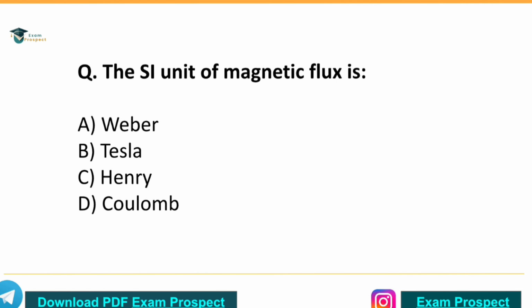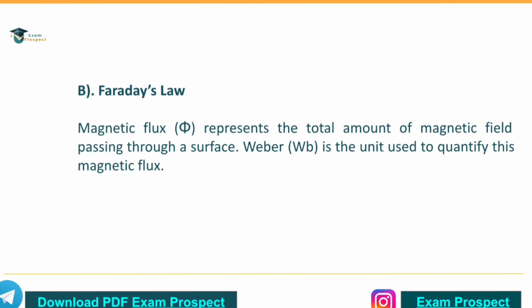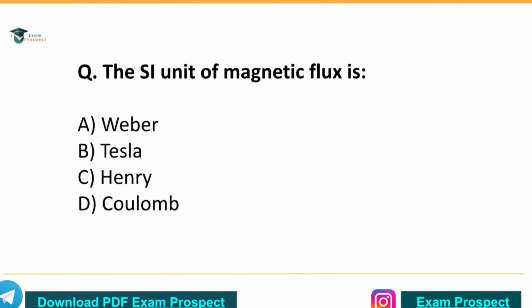Next question, the SI unit of magnetic flux is? Magnetic flux represents the total amount of magnetic field passing through a surface. So Weber is the unit used to quantify this magnetic flux. Sorry, here the correct answer is option A, Weber.